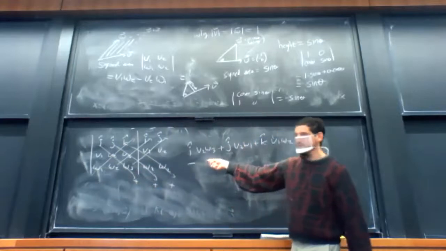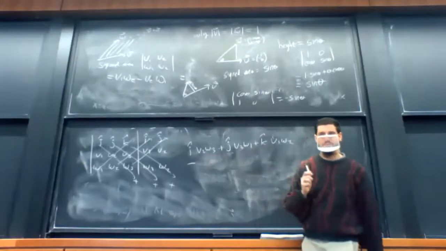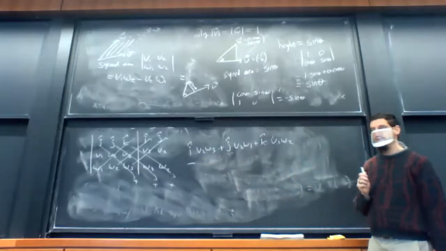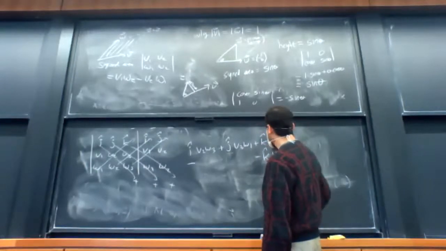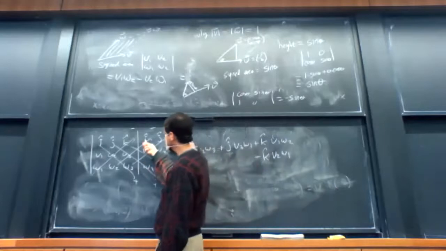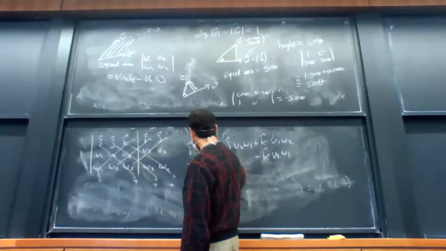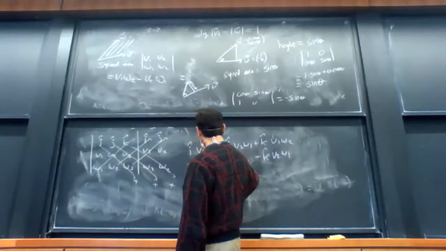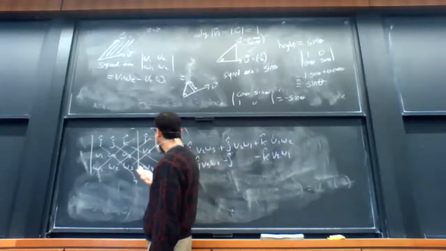Where do I want to write the minus k hat? Yeah, that's this one over here. Minus k hat v2w1. The next one is going to be a minus i hat v3w2. And then a minus j hat v1w3.